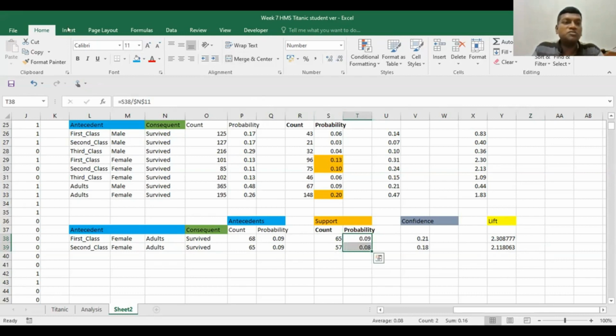Now when you have a large market basket, this is the iterative process, so that you understand, say for instance, there are several antecedents and several consequents. This is the process that you follow.